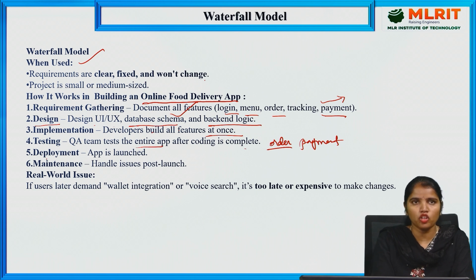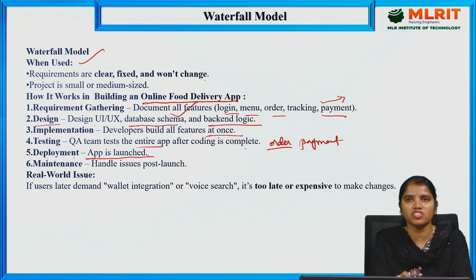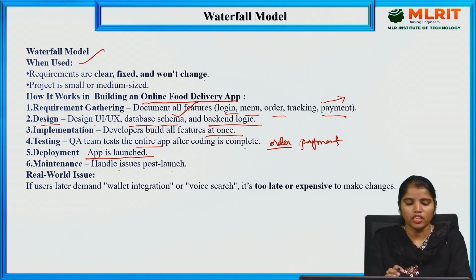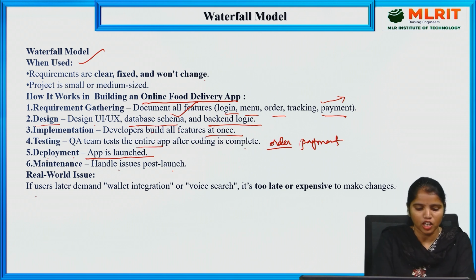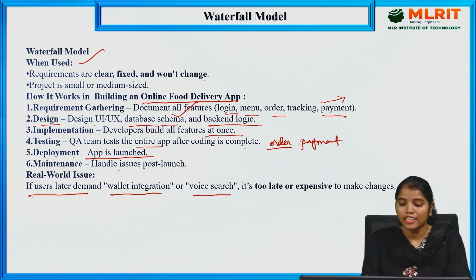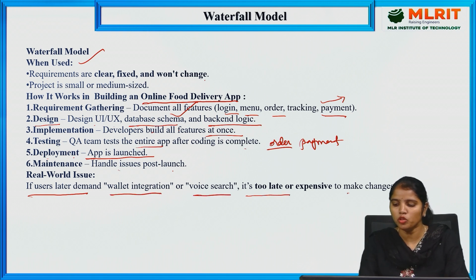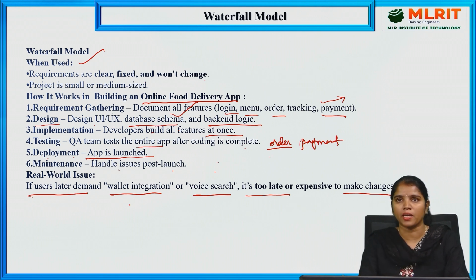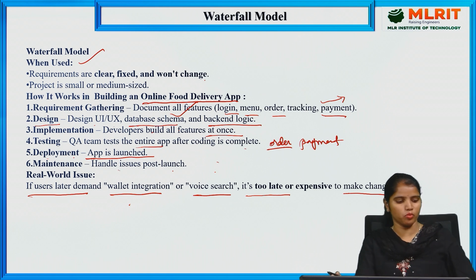After that, we go for the deployment. Here the app is launched. The maintenance is to handle issues post launch. If there are any issues with this app, we rectify them. If users later demand wallet integration or voice search, it is too late or expensive to make the changes. If there are additional requirements like wallet integration or voice search in the app, they may ask for it, but it takes a long time because it is more expensive.